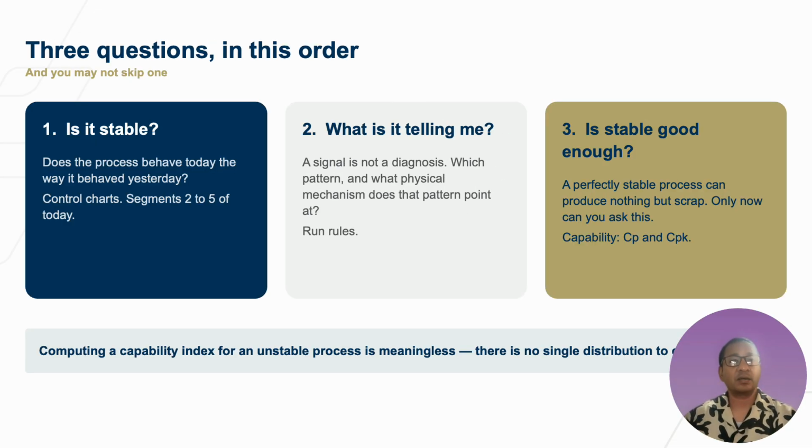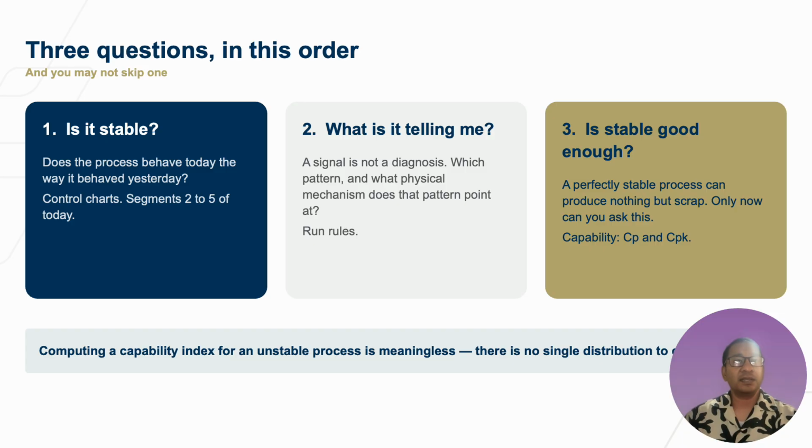Three questions, and the order is strict. Is it stable? Does the process behave today the way it behaved yesterday? That is the control chart, and it occupies most of today. What is it telling me? A signal is not a diagnosis. Which pattern appeared, and which class of physical mechanism does the pattern point at? That is the run rules.